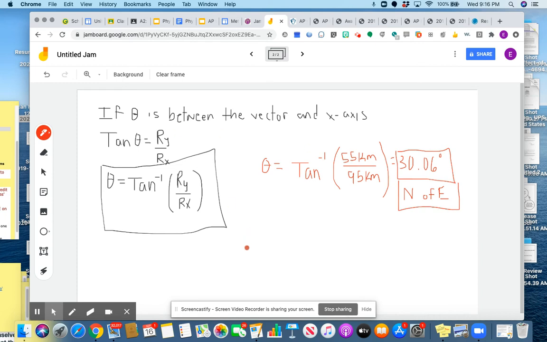Our entire resultant, we take the three parts that we determined and we write them all out. So our resultant vector is equal to 109.8 kilometers. That's the magnitude of our vector, the units. The direction is 30.06 degrees north of east. And that's our final answer.